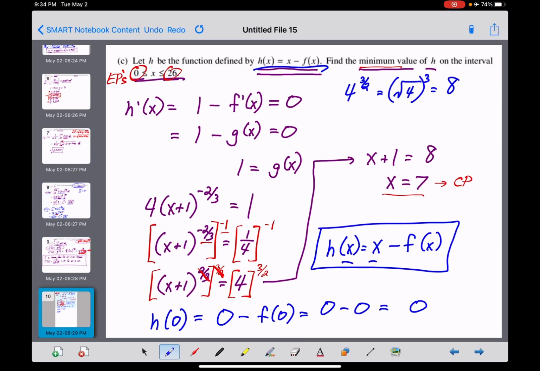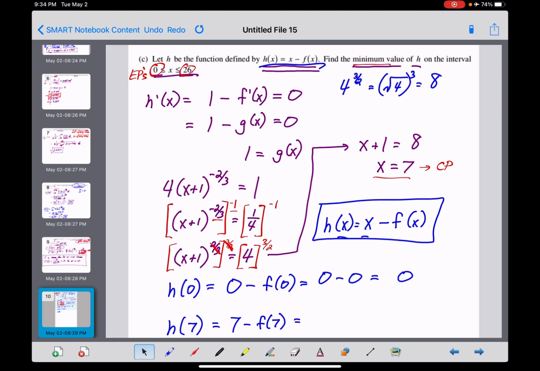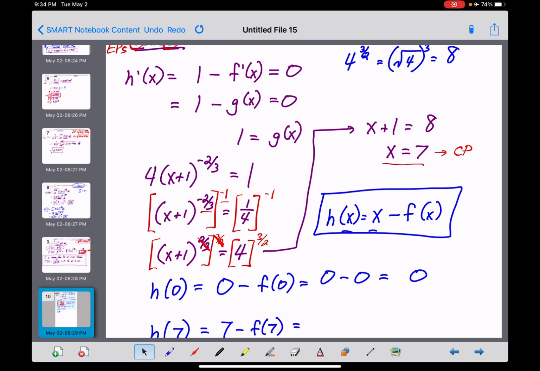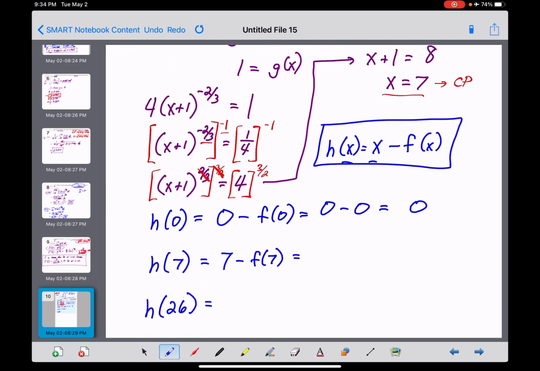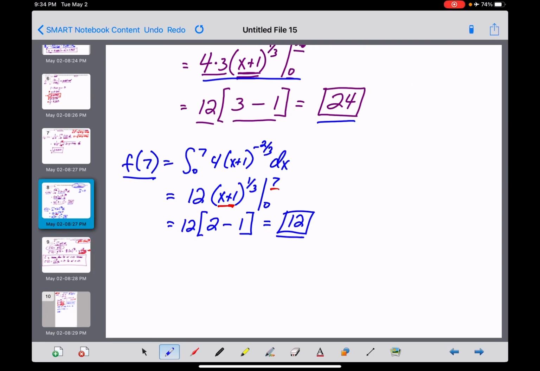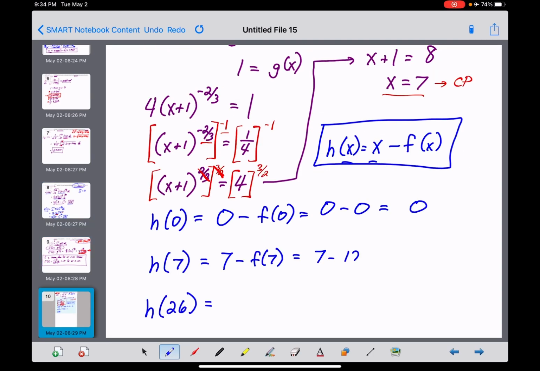Back to where we were just a moment ago then, guys. Let's scroll up. So this is going to be 7 minus f of 7. F of 7 was equal to 12. And 7 minus 12 is negative 5 for the value of h of 7.